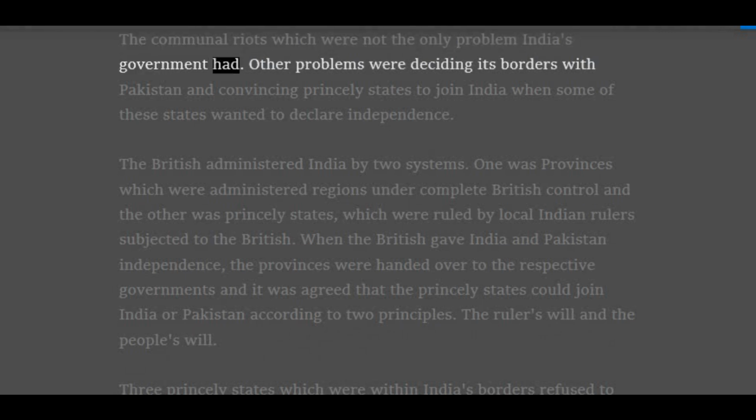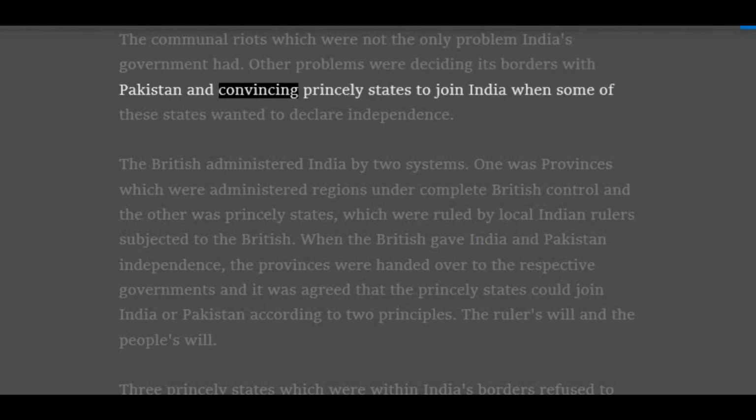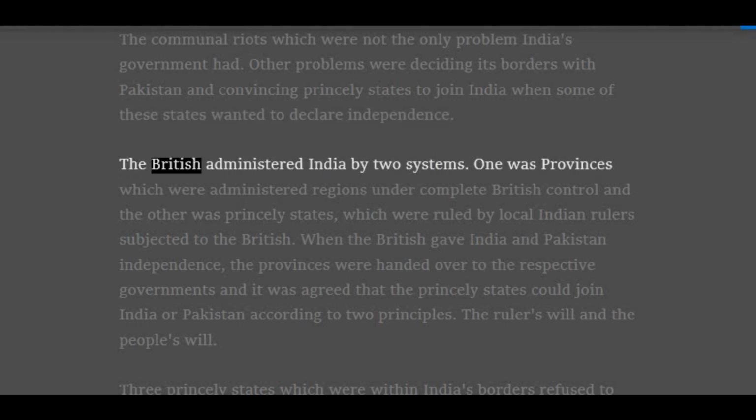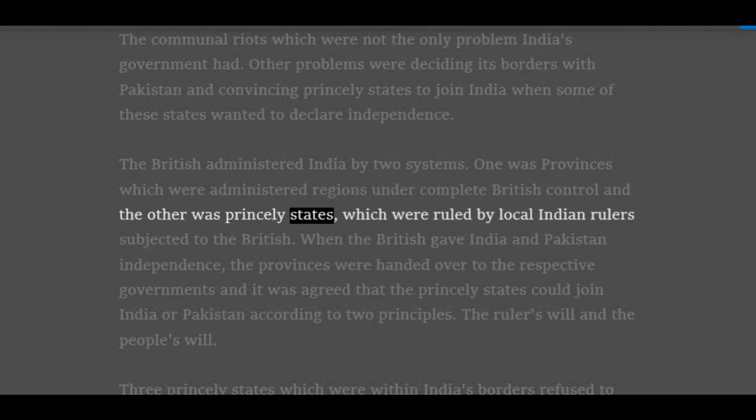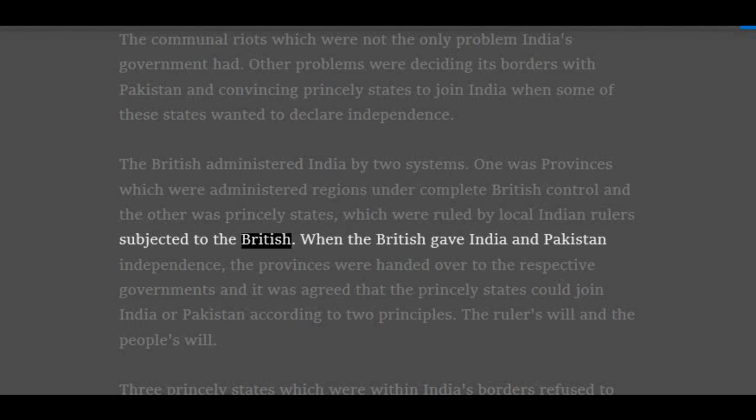The communal riots were not the only problem India's government had. Other problems were deciding its borders with Pakistan and convincing princely states to join India when some of these states wanted to declare independence. The British administered India by two systems. One was provinces, which were administered regions under complete British control, and the other was princely states, which were ruled by local Indian rulers subjected to the British.